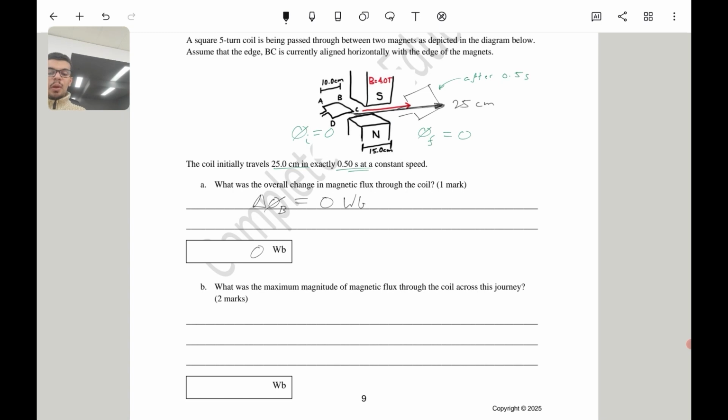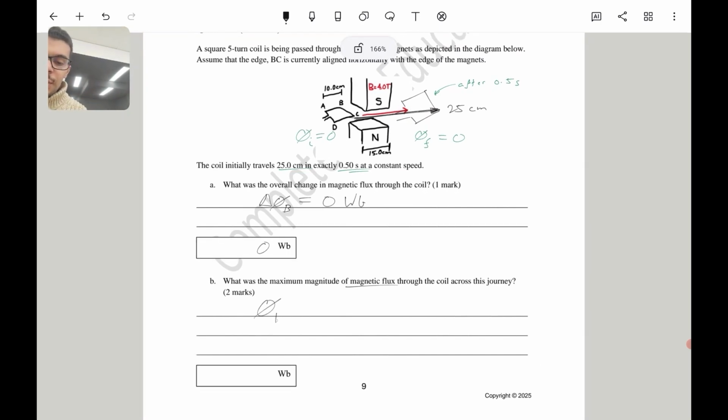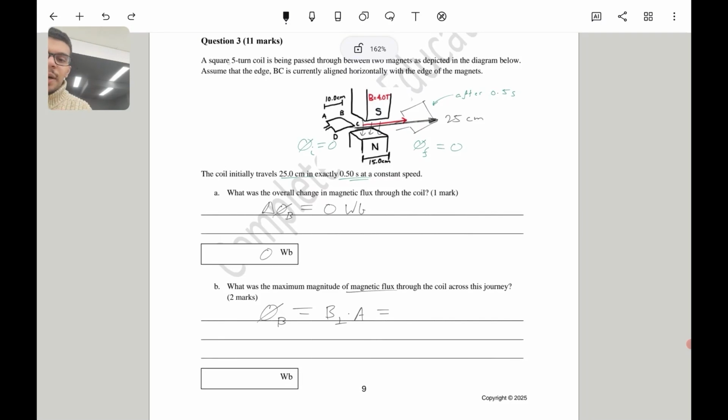Okay, part B. What was the maximum magnitude of the magnetic flux through the coil across its journey? So here we can now use our regular magnetic flux formula, since when the coil is actually within the magnetic field, then it will experience a maximum flux. Keep in mind, guys, that this 5 turns value is not used in the flux formula. Okay, so don't get the 5 turn value confused, and don't use that value. A lot of times the teachers try to trick students into actually using it.